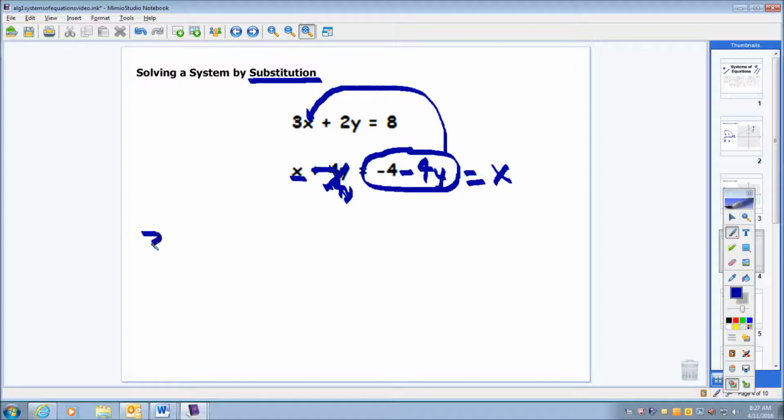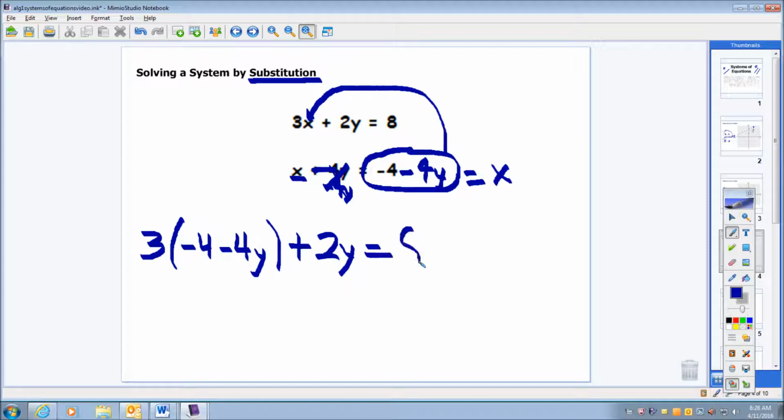So what we're going to do is take 3, that's this 3, times x. But see, x is the entire football. So instead of writing an x, I'm going to write negative 4 minus 4y. See, all of this represents x. You see how we have 3x? But instead of an x, this whole thing right here represents x. Now, plus 2y equals 8. Notice there's no x's here. That's what we want. We want to get rid of a variable.